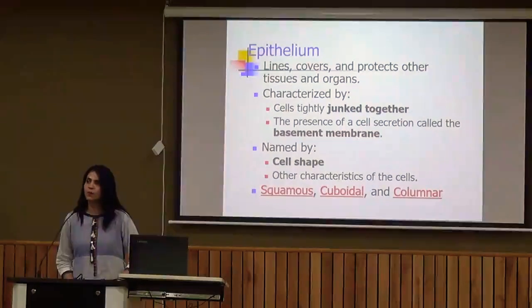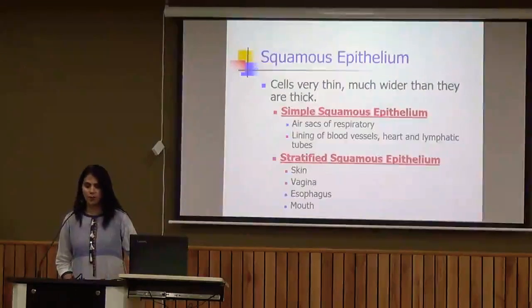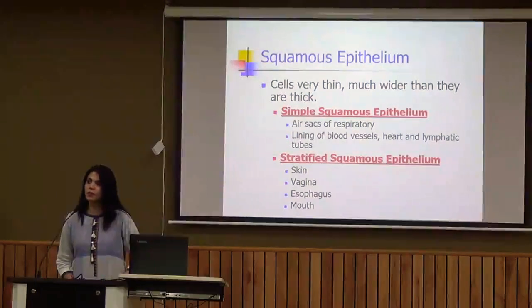The first kind of epithelium tissue is the squamous epithelium, and the cells are flat just like tiles of a floor. That is the basic structure of the epithelial tissue, which is known as squamous epithelial tissue. The cells, they are very thin and they are much wider than they are thick. So they do appear just like tiles which are present on the floor. Now this particular epithelium tissue is again of two types, simple and stratified.